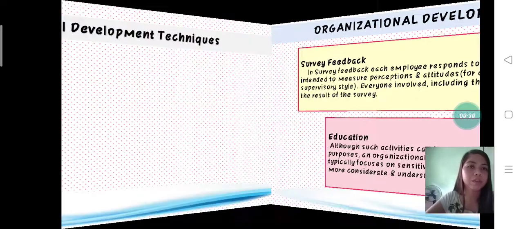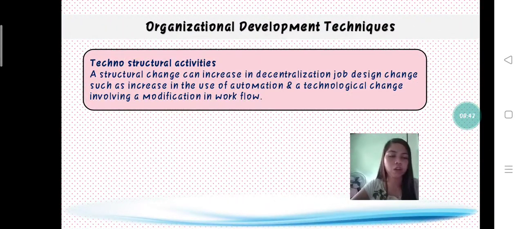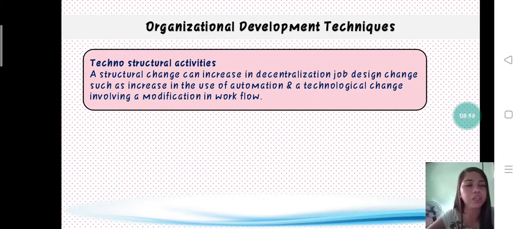Next technique is techno-structural activities. When we say techno-structural activities, it is a structural change that can increase decentralization, job design change such as increase in the use of automation, and a technological change involving a modification in workflow. So it is concerned with the interrelationship of design and technology of the organization.